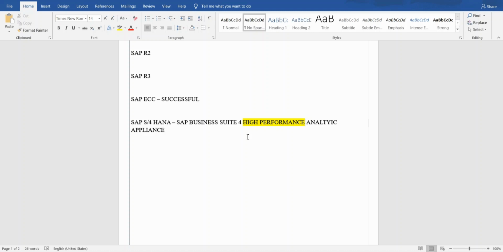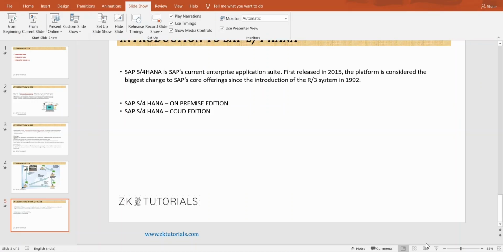How can it be differentiated from the previous product? The previous product is SAP ECC. So we are going to learn about both, the ECC and S4 HANA. What is the difference? What is the feature difference? How are we going to carry out with this S4 HANA in the future? All these things we are going to see in the next session. Right, so this is all about the S4 HANA here.